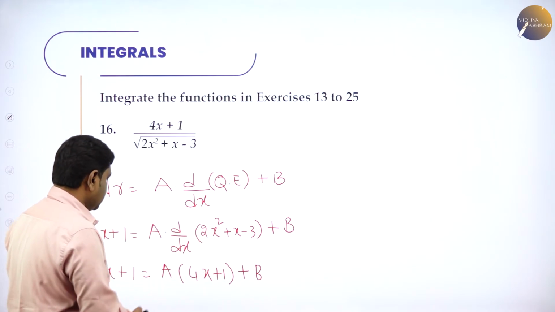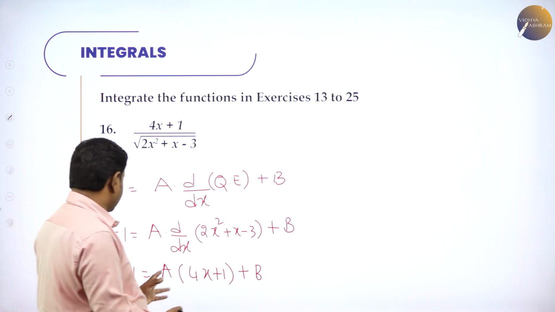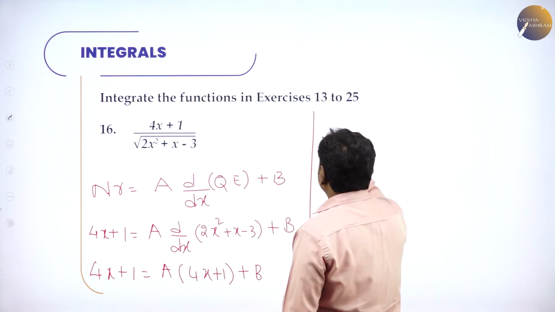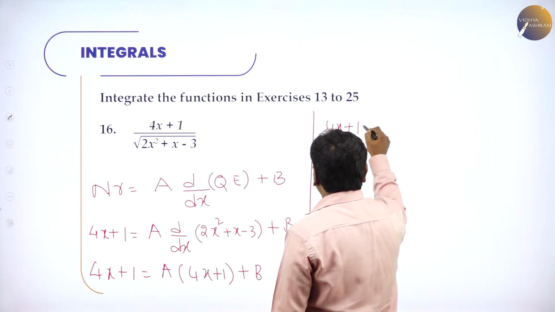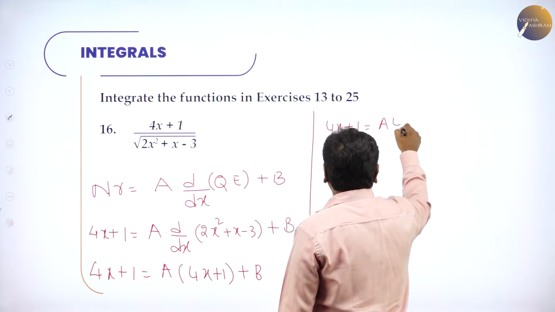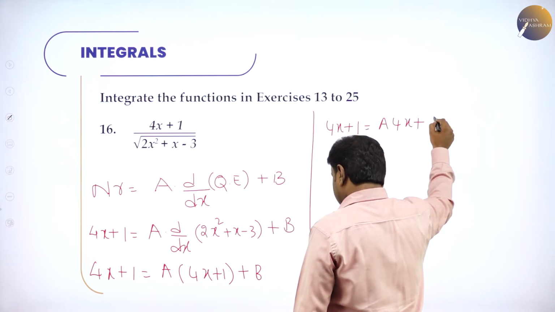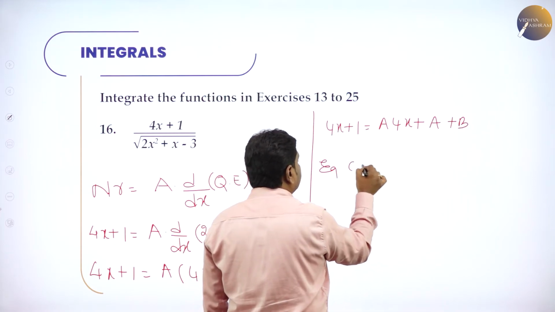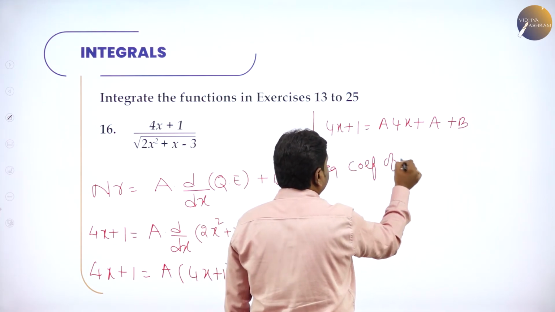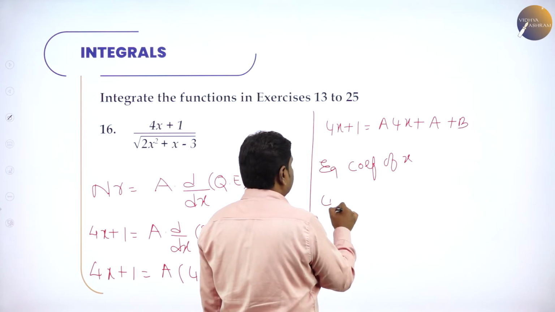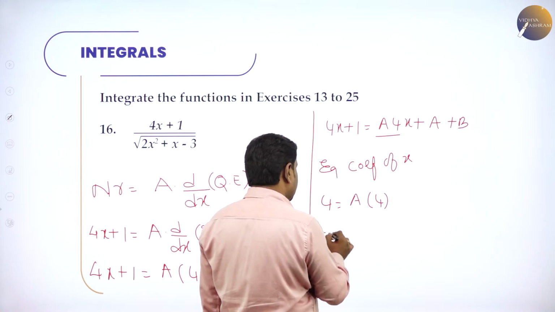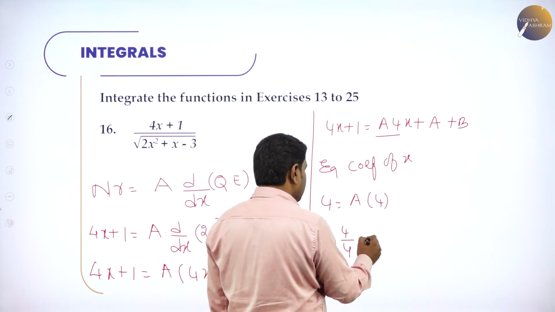By comparison, you can write A as what? 1, or by equating the coefficients of x. So now 4x plus 1 is equal to A into 4x plus A plus b we have. Now equating the coefficients of x, here 4, here A into 4. So from this A is what? 4 by 4 is A, or A is 1.